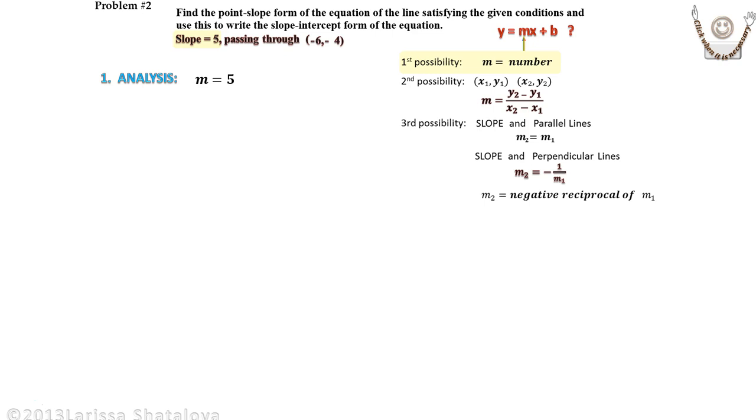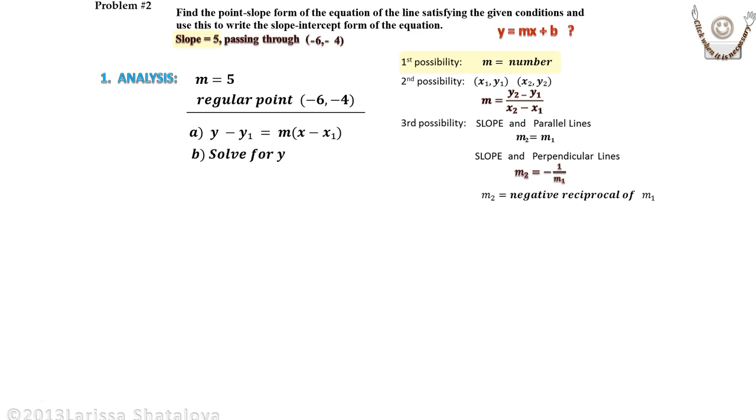Let's look into our point. Our point with coordinates -6, -4. It's just a regular point. It's not y-intercept. So now we have to focus on point slope form, because point slope form requires slope and coordinates of any point. For point slope form we don't need special points. And then we have to solve this equation for y in order to have slope-intercept form.